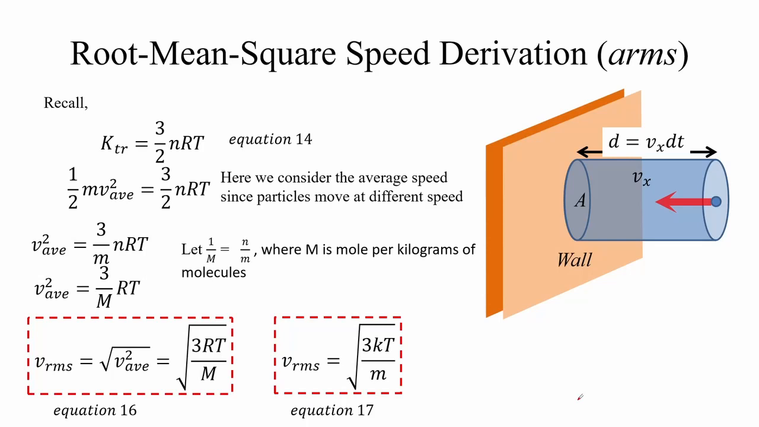Here we write an expression for the root mean square speed. We start with the energy equation 14. From there we consider the velocity in the kinetic energy as the average speed, since particles inside the volume have different magnitudes. Rewriting this equation and setting the 1 over m to n over mass m, we get an expression of the average v squared. The root mean square speed is the square root of the average of the square of v. This is shown in equation 16. In terms of the Boltzmann constant, we have equation 17.